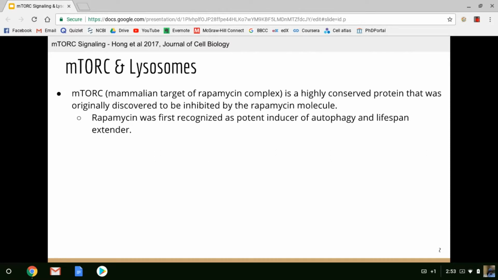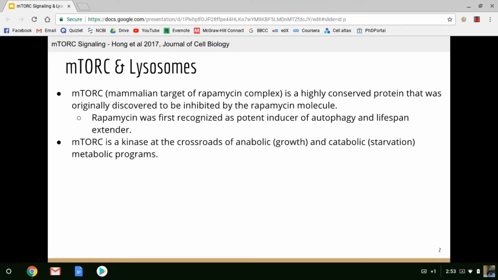And when this mTORC protein, which is actually a kinase, is inhibited by rapamycin, it induces autophagy, and it's also known to extend lifespan. And so this is a very active field in molecular biology right now. So mTORC, again, is a serine threonine kinase, and it functions at the crossroads of anabolic and catabolic metabolic programs, meaning mTORC dictates whether a cell is breaking down molecules for food, called autophagy, or building more complex molecules such as DNA or protein for proliferation.